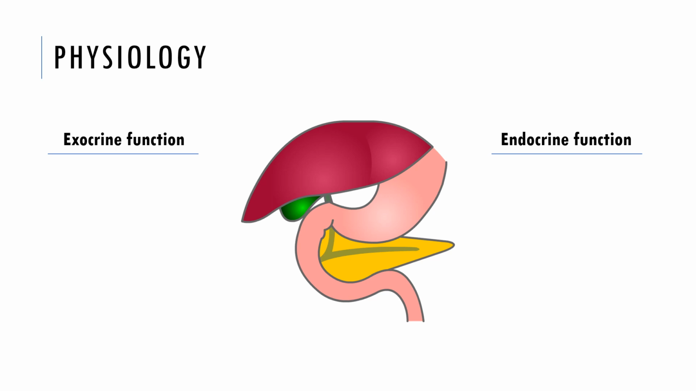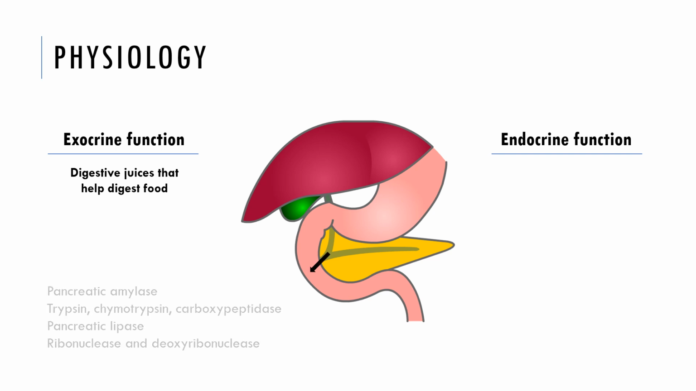The exocrine function plays a major role in the digestion of food by the production of the pancreatic juice. The pancreatic juice is a mixture of water, salts, bicarbonate, and different digestive enzymes. The main enzymes produced by the pancreas are pancreatic amylase, which breaks down large polysaccharides in the food, trypsin, chymotrypsin, and carboxypeptidase, which are protein-digesting enzymes, the pancreatic lipase, which is a lipid-digesting enzyme, and two nucleases, which break down nucleic acids.